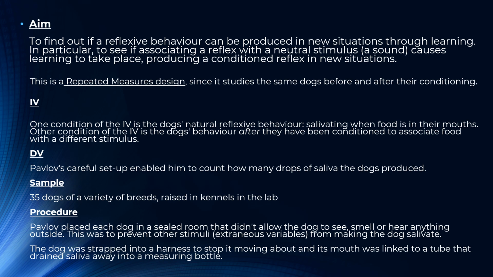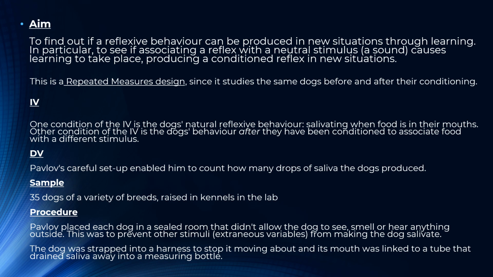Okay, so Pavlov's aim was to find out if a reflexive behaviour, so that was your salivation, can be produced in new situations through learning. In particular, he was focusing on the reflex to a neutral stimulus to see whether learning can take place to produce a conditioned reflex in new situations. So that was his official aim.